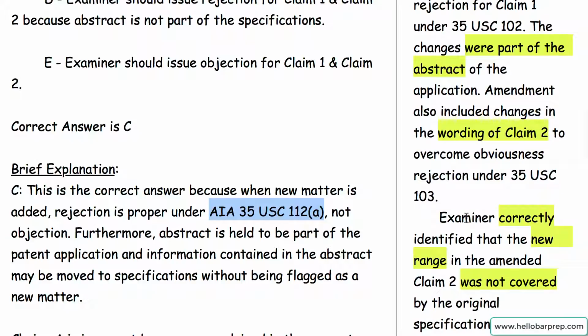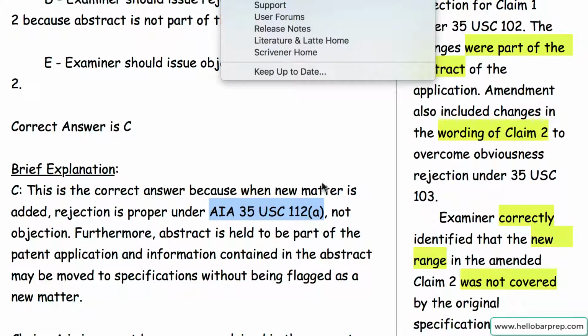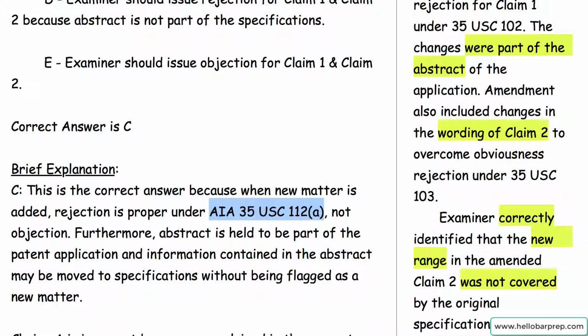What about claim 2? They made some changes, and the examiner, remember, correctly identified the new range. Correctly is the keyword. That means we're not arguing. The examiner is right. It's given that the language that was amended in claim 2, the range, wasn't part of the specification. Therefore, it is considered new matter.